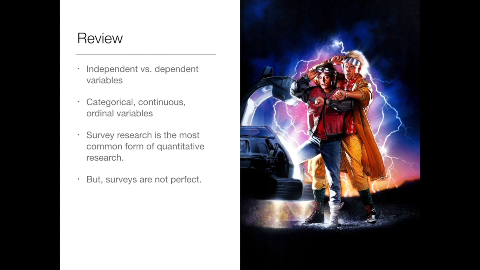So again, just as a quick review from last week, we discussed independent versus dependent variables and how changes in the independent variable affect changes in the dependent variable. We talked about the difference between categorical, continuous, and ordinal variables. We talked about how survey research is the most common form of quantitative research inside organizations because it's the most feasible and easiest to do. But we also talked about some limitations of surveys and how they have inherent flaws in them as well.